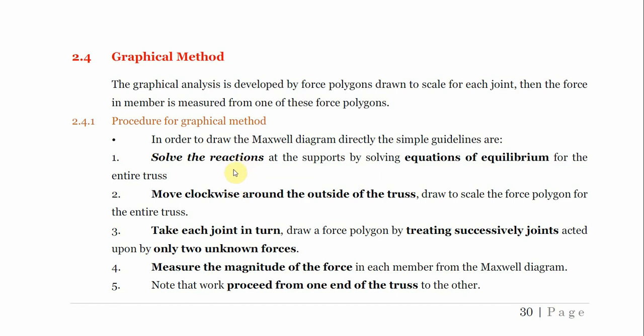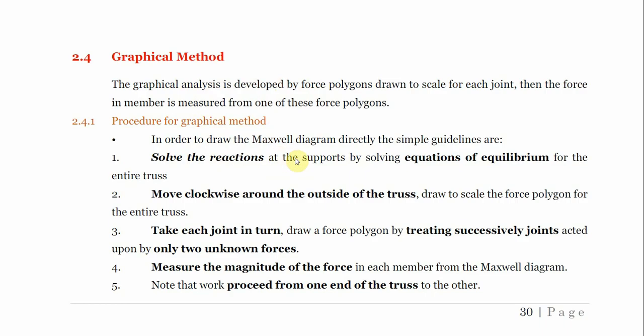Good day. I will be talking about the graphical method of structural analysis. Now, this particular method was brought in by Maxwell, and the process involves using graphical methods to resolve forces along joints in structural members. Now, the procedure is very simple.